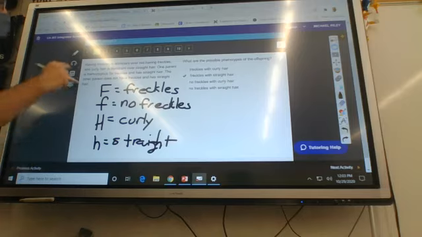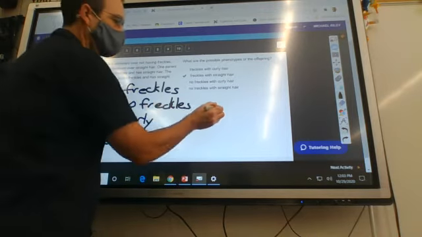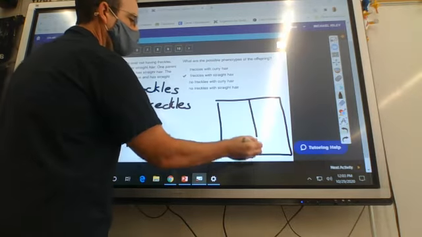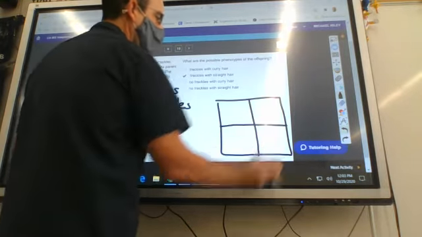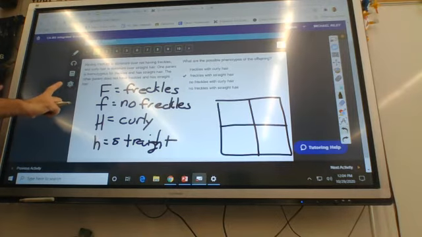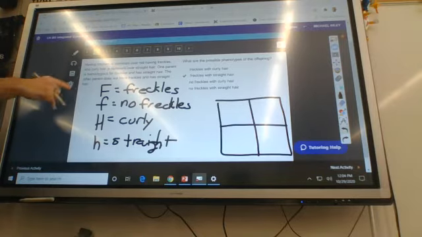Okay, one parent is homozygous for freckles. So now we're going to set up our Punnett square. And this one's going to look a little funky. But you can draw 2 Punnett squares if you want. Maybe I should do that. No, I'll show you how to do this other type.